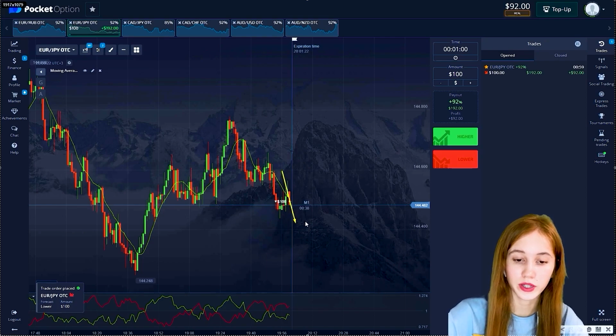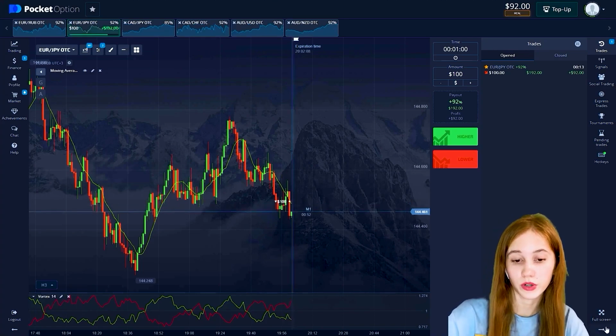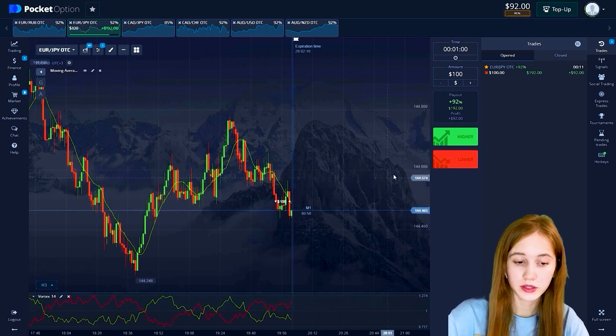We also crossed again after a bit of growth. For Quotex, we see the same situation. Our red moving average is directed upward and the green one is directed downward. Also means that the downward trend is predominant.